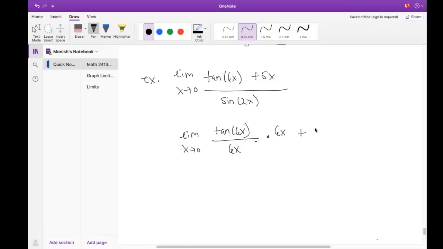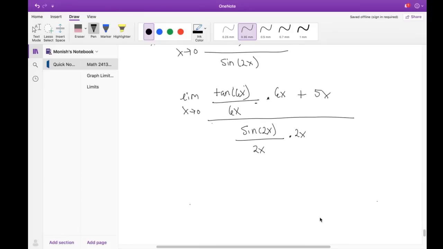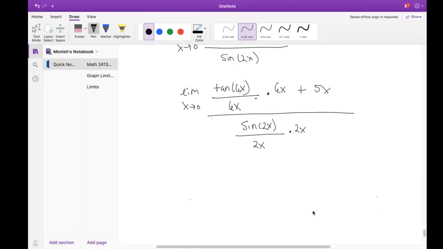Okay, so then you just did 5x, and then all of this divided by sine of 2x? Yeah, and then I did the same thing for the sine 2x. So I did sine 2x over 2x times 2x, because that way I made it a value of 1. So the tan 6x over 6x and the sine 2x over 2x, they just turn to 1.